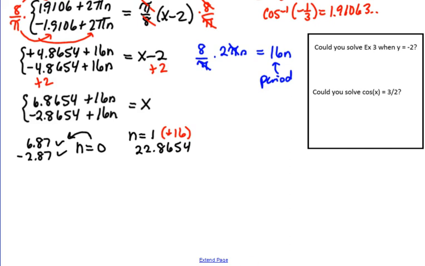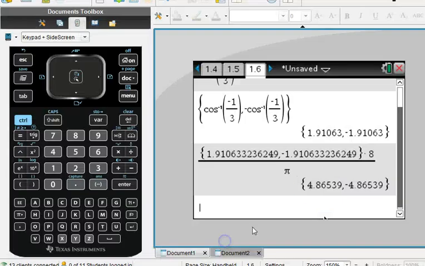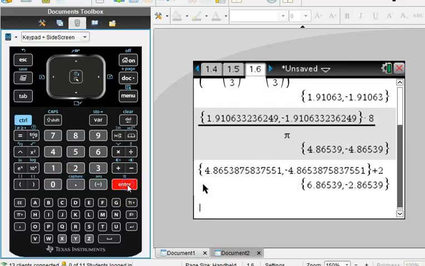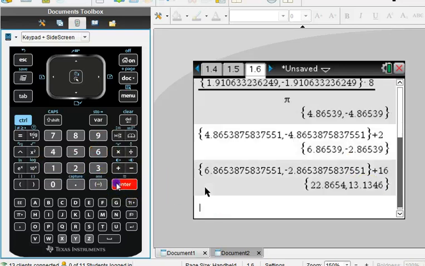And you know what, I think I'm going to go to my calculator here and do a little adding. First I'm going to add 2 to both of these, and that'll get me to my solutions. And then I'm going to add 16 to both of these. That gives me 22.8654 and 13.1346. Well, 13.13 is one of the solutions that you see on the graph.